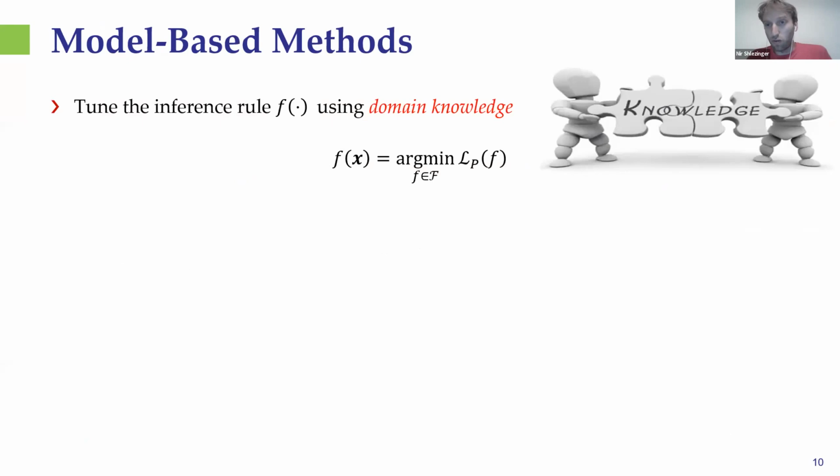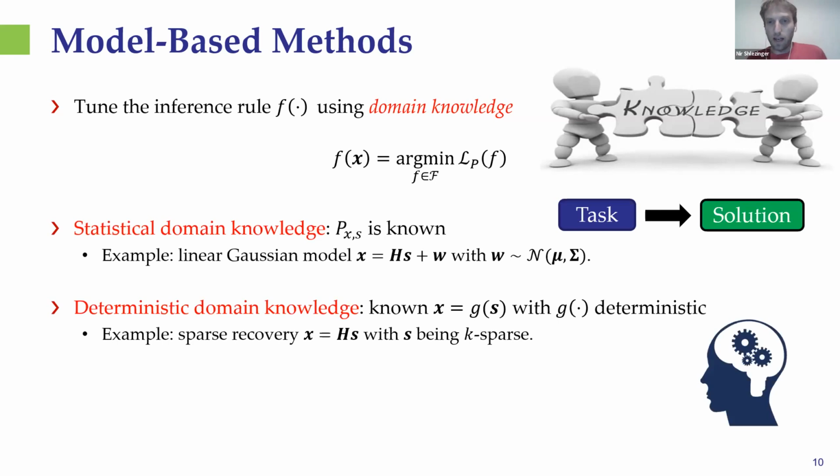And this is exactly what model-based methods try to do. We use domain knowledge, knowledge of this underlying data generating model, and we formulate an optimization problem. Once we have a closed form optimization problem, we can use the suitable tools from our optimization toolbox to tackle it depending on the specific characterizations of the problem. Domain knowledge can be very diverse. It can be statistical domain knowledge, like a linear Gaussian model. It can be deterministic domain knowledge, like we often have in compressed sensing applications.